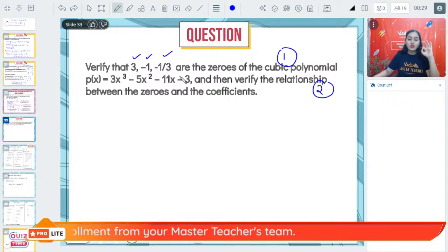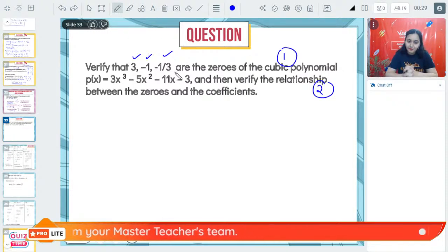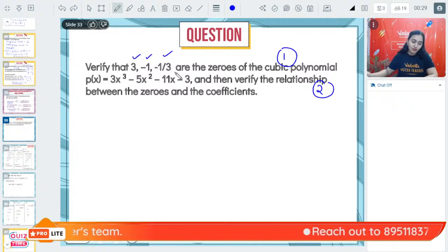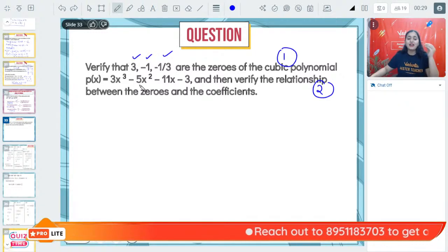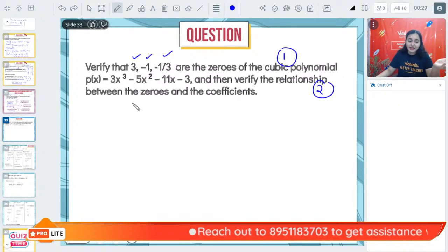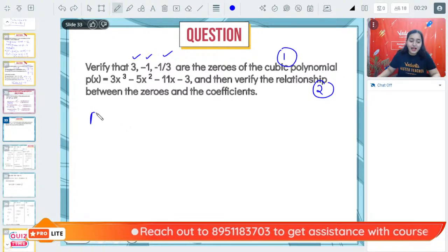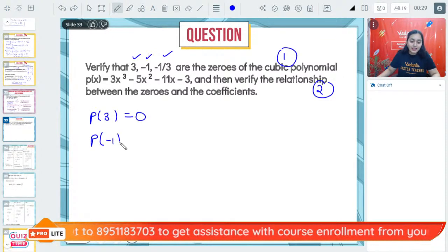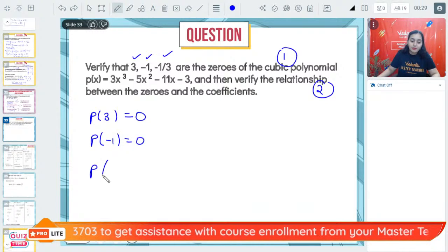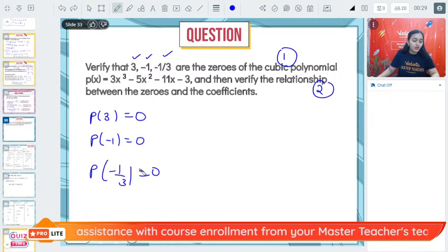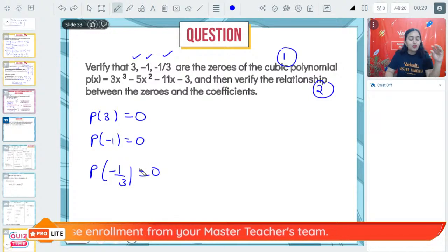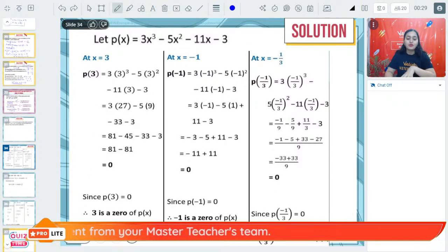So, if they say verify that these are the zeros of the cubic polynomial, very easy. If you want to verify that they are the zeros, simply find the value. Prove that P(3) is equal to 0. Prove that P(-1) is equal to 0. Prove that P(-1/3) is equal to 0. Just prove by substitution. Very good, Harshita. Just prove by substitution that their values are 0.